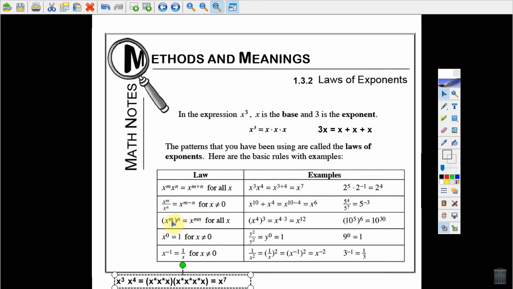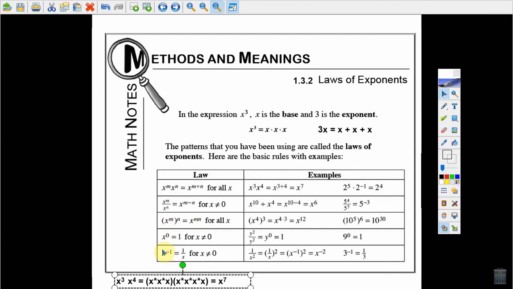When you have a power to a power, so x to the m then raised to the n, you can just multiply those powers. So x to the 4th raised to the 3rd power is the same thing as x to the 12th power.